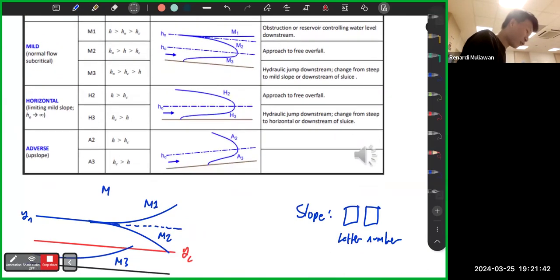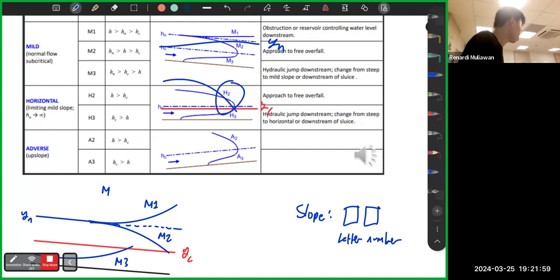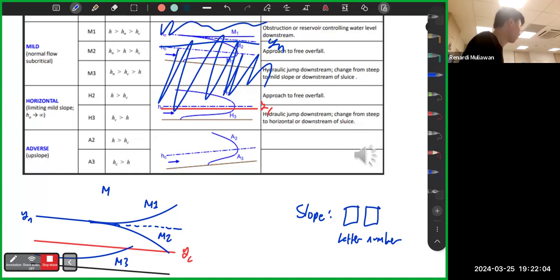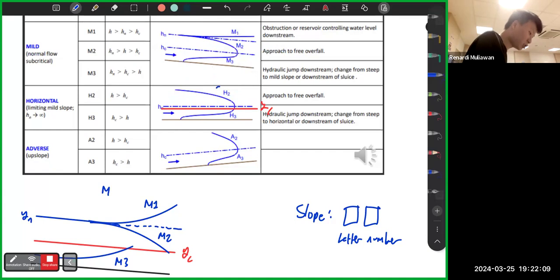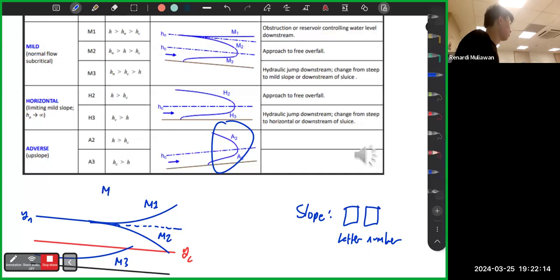Then for horizontal slope, again, there's no YN. YN is infinity because basically the water cannot flow. So if YC is here, everything will be in the 2 area. One is above, one is at infinity already, it's gone. That's why there's only H2 and H3, there's no H1. Same with adverse. I hope the convention here is clear.